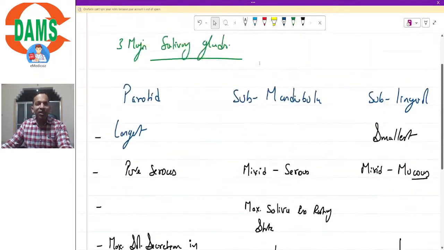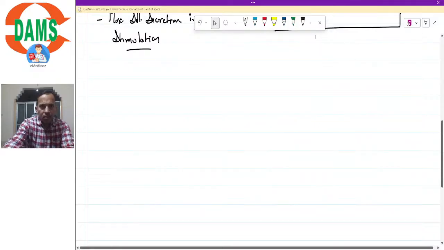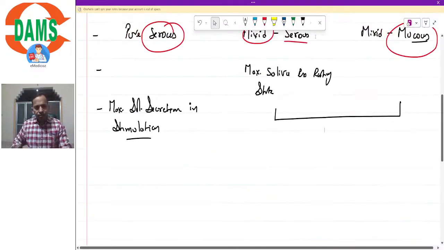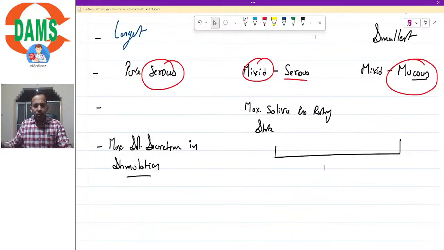So just like these different salivary glands, is it okay now? I hope it's working now, right?